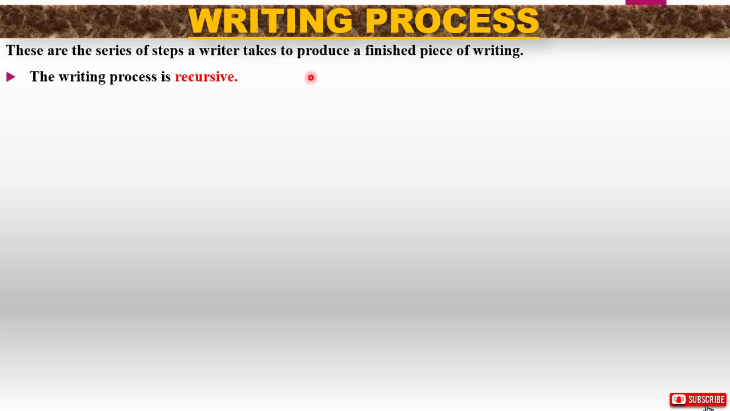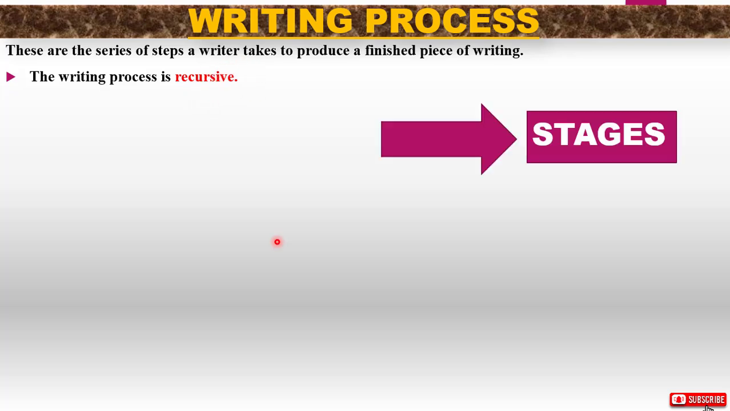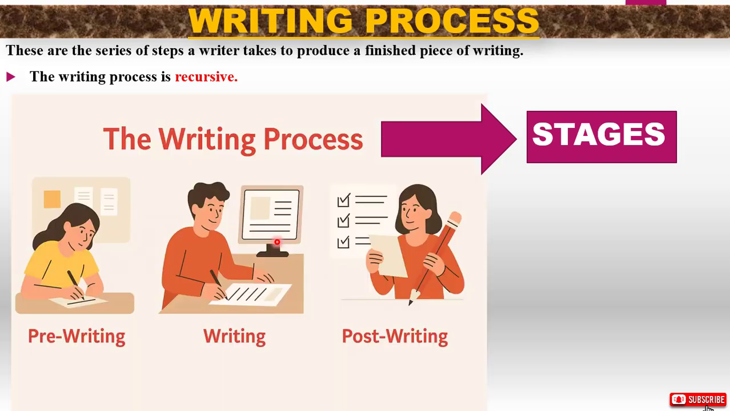But you have to remember that the writing process is recursive. This means that it is not strictly compulsory to follow this series of steps. The steps can even overlap. Where one writer starts from might be different from where another writer starts from. So this writing process that we are going to discuss is recursive. We have 3 stages of the writing process: the pre-writing stage, the writing stage, and the post-writing stage.